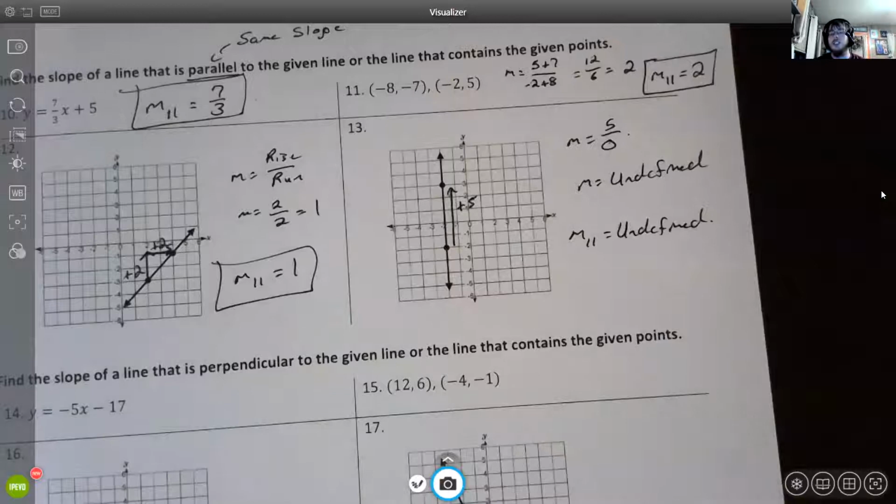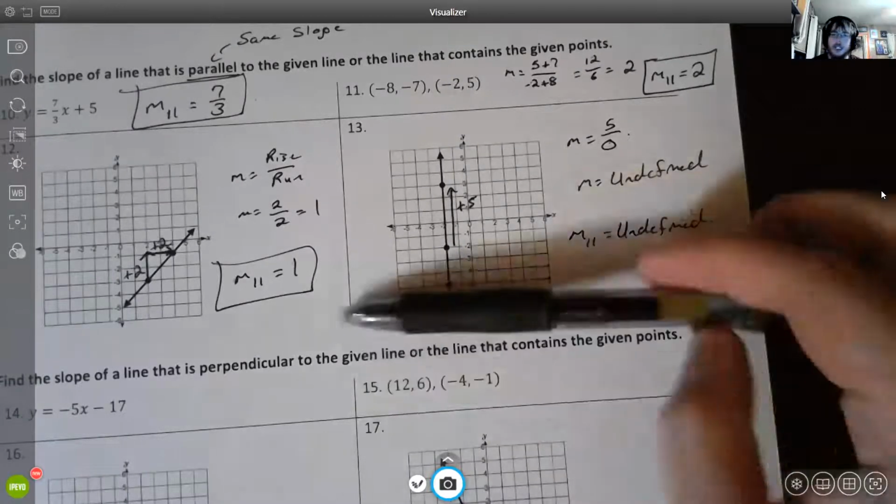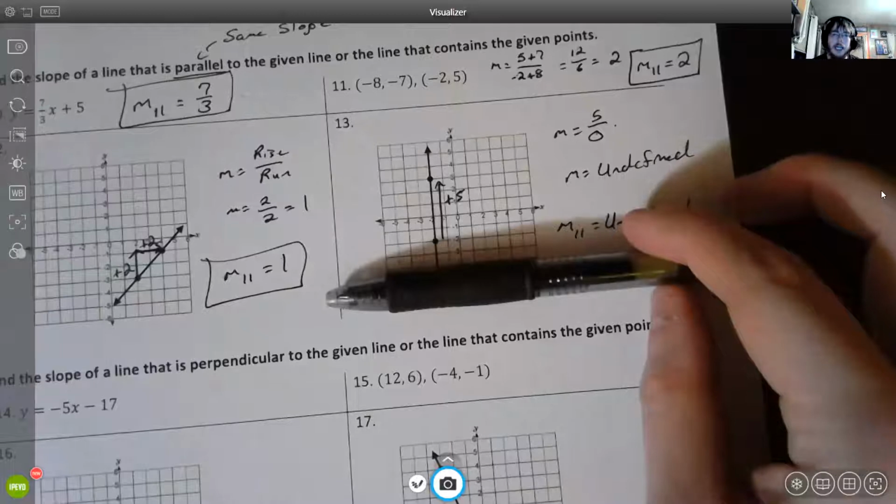Now, if you ran into a situation where you wanted to determine the perpendicular slope for an undefined line, that would be equal to 0, because then it would cross like this and make a right angle.